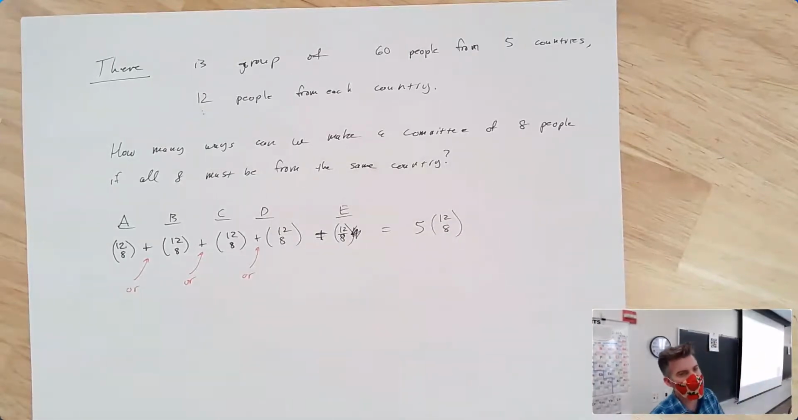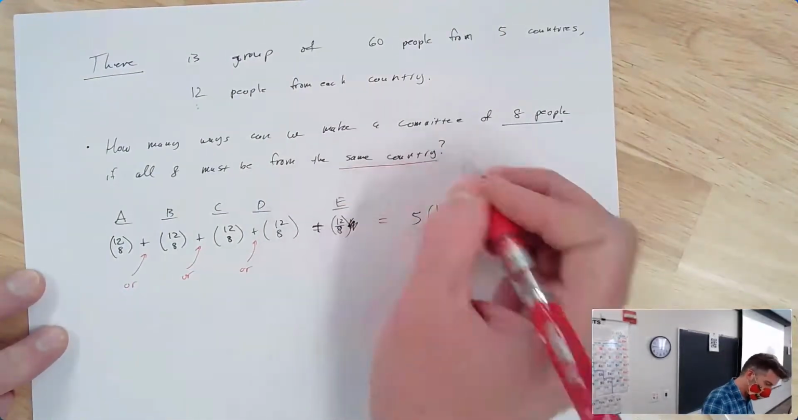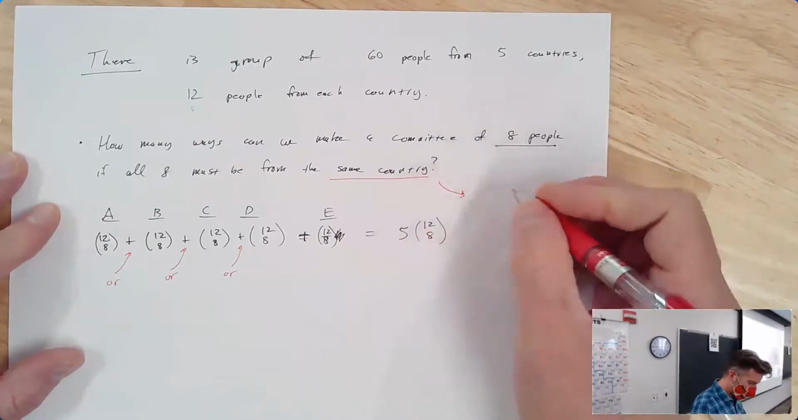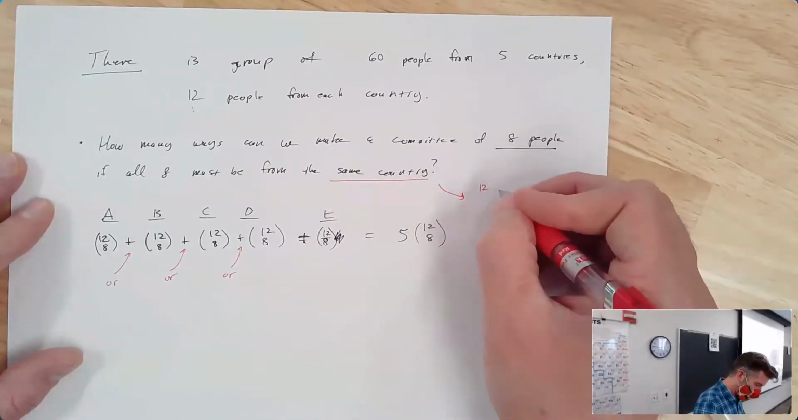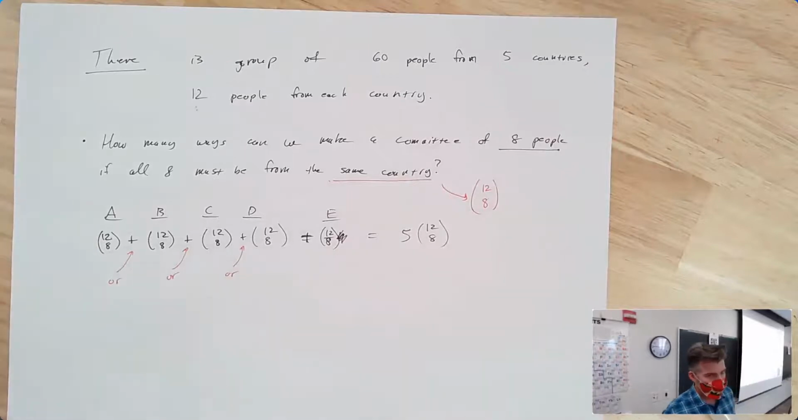Somebody asked, with these problems, how do you know where to start? That's a good question. Usually I'm going to start by saying to myself, well, what are they asking for? And this first question is, how many ways can we make a committee of 8 people if all 8 must be from the same country? That's kind of the main indicator here that if they have to be from the same country, I have 12 from any one country, and I'm choosing 8. That's the piece of information that's leading me to this. But there's not a one-size-fits-all answer for that question. It really depends on the context of the question. I would say knowing where to start is based on careful reading of the question and really making sure you understand what they're asking for.